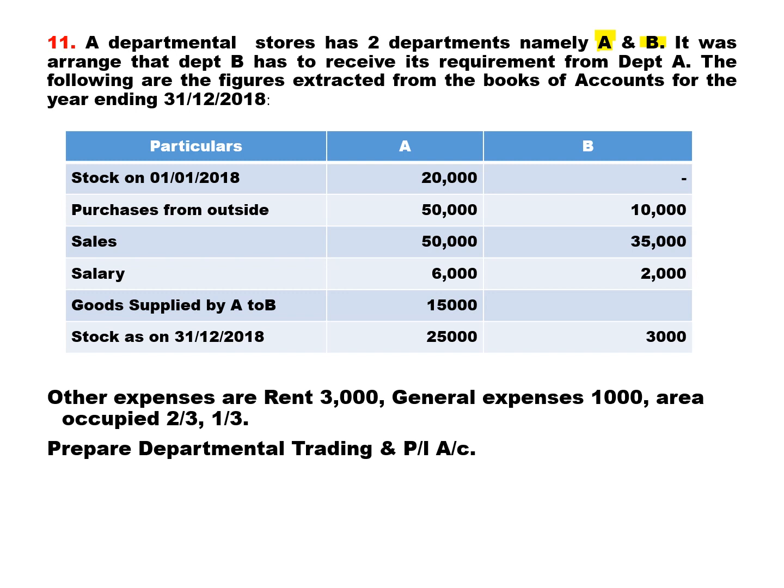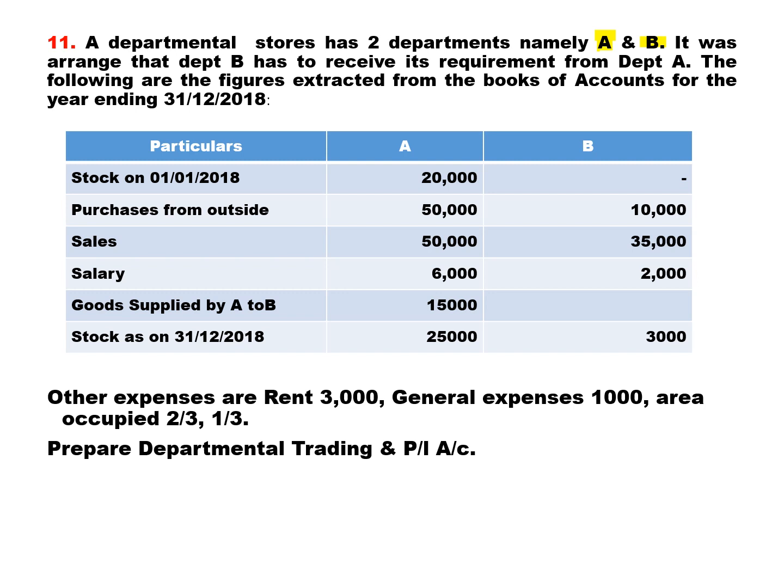The following are the figures extracted from the books of accounts for the year ended 31st December 18. We have opening stock 20,000 and nil. Then we have purchases from outside given separately, to be recorded on the debit side. Sales given separate, recorded on the credit side. Salary given separate, recorded on the debit side. Goods supplied by A to B 15,000. So A is the giver department, B is the receiving department. So B records in the debit, A records in the credit. Then we have closing stock of both departments, recorded on the credit side.